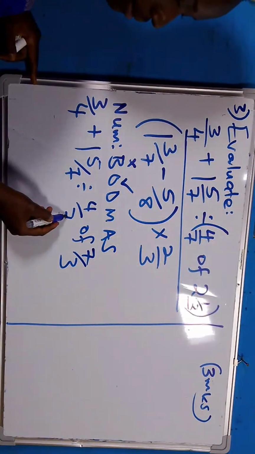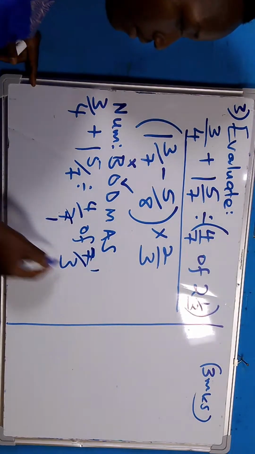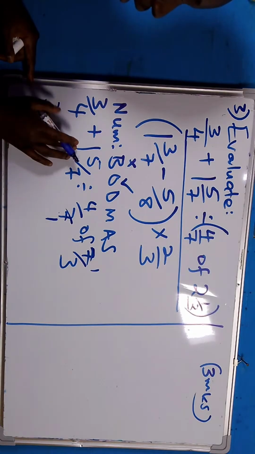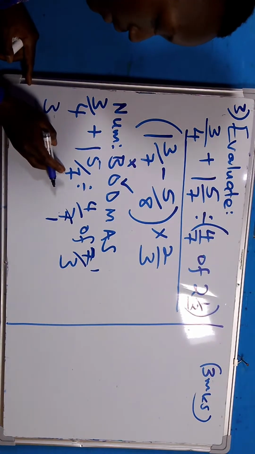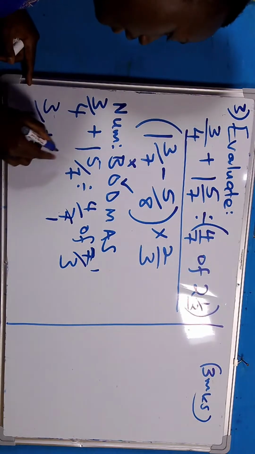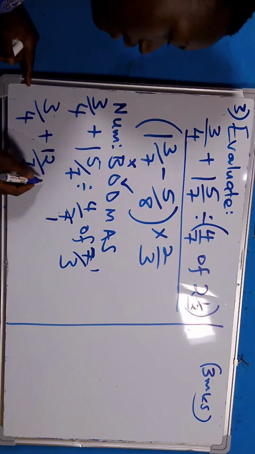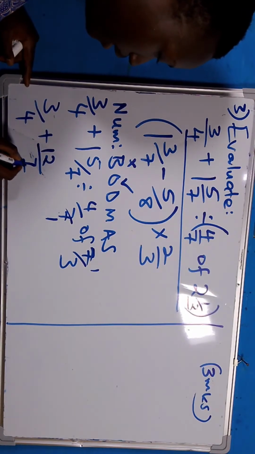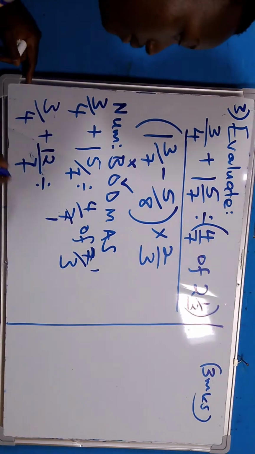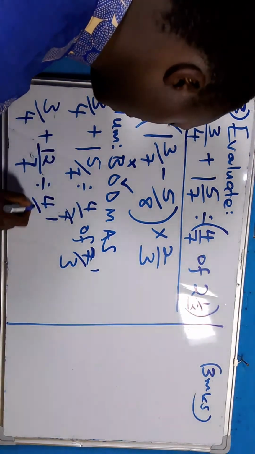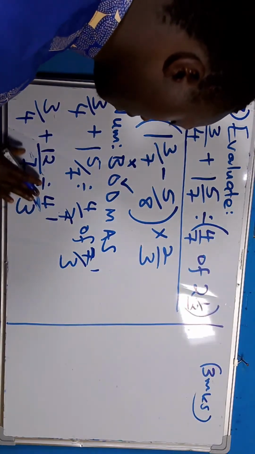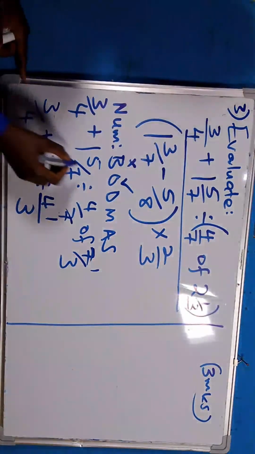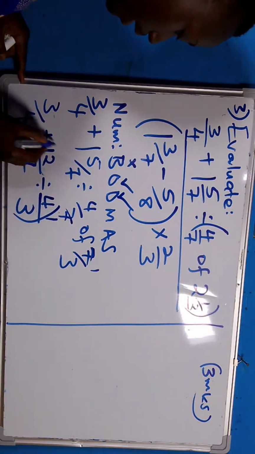So once we do that, we simplify by 7, 1 by 7, 1. And we will end up having 3 over 4 plus, let's write this as an improper fraction, 7 times 1 is 7 plus 5 is equal to 12 over 7, 12 over 7 divide by 4 over 3. So we now get to division.